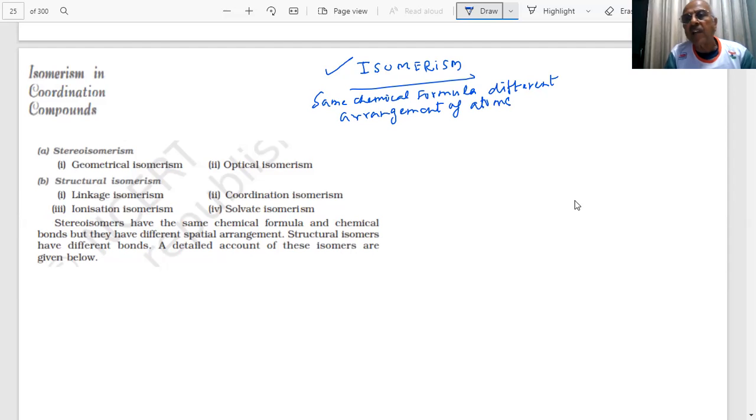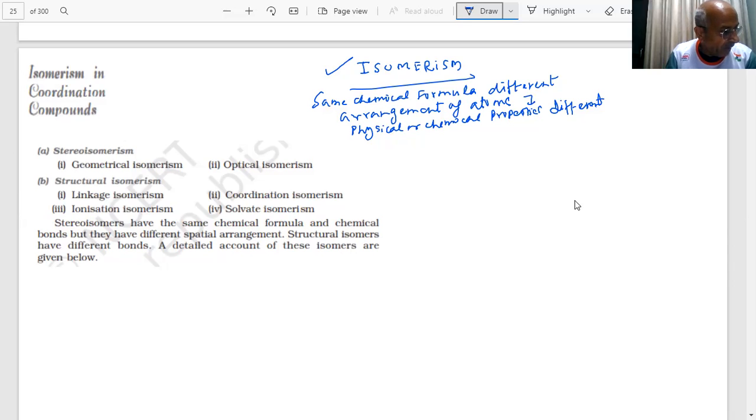So if the arrangement of atoms changes, what happens, students? Their physical properties will become different, right? The result will be that their physical or chemical properties become different. Their colors, their melting point, their dipole moment, everything can be different.